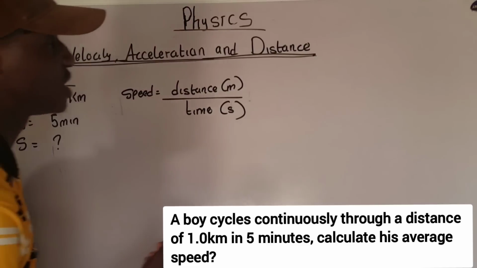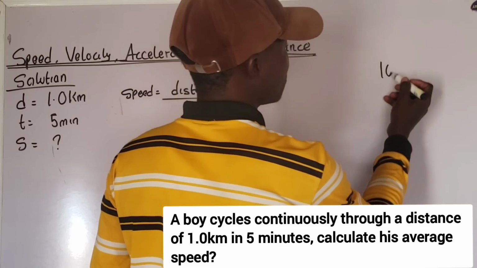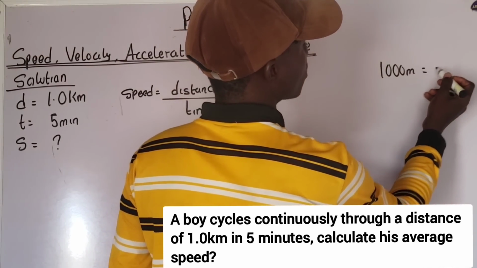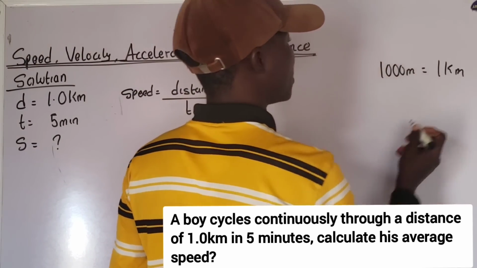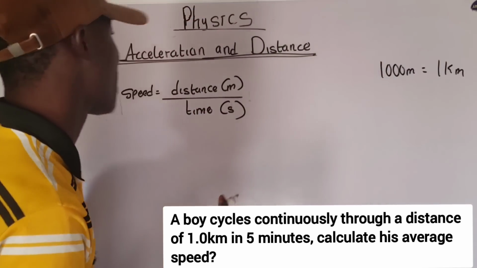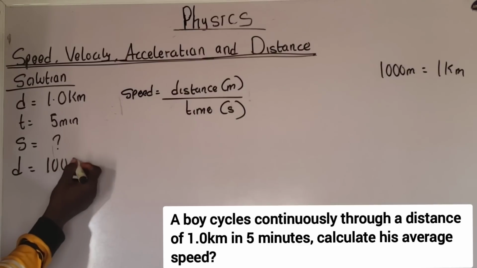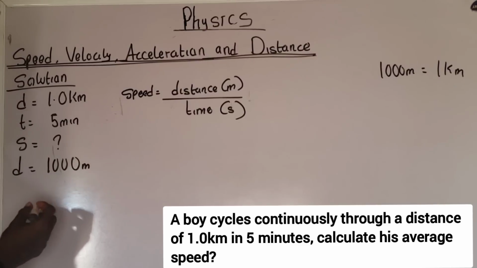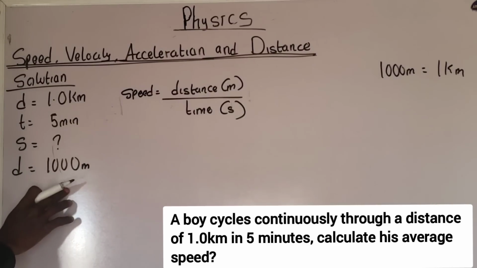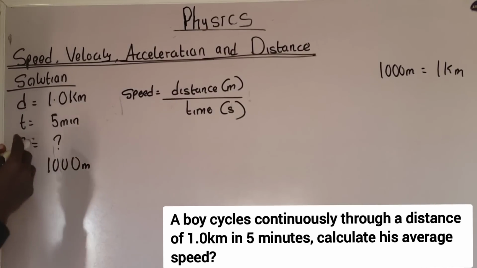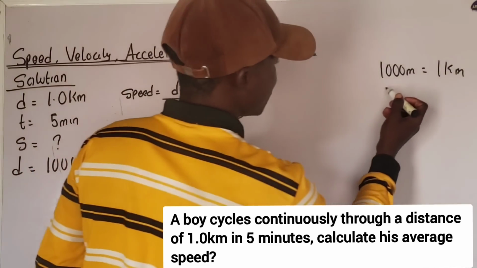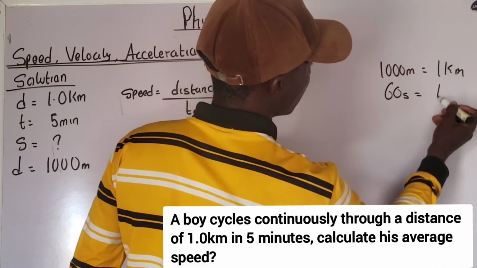Now, from your basic unit measurement, don't forget that 1000 meters equals 1 kilometer. So the distance in meters equals 1000 meters. 1 kilometer equals 1000 meters. Now, how do we convert the time from minutes to seconds? Don't forget that 60 seconds equals 1 minute.